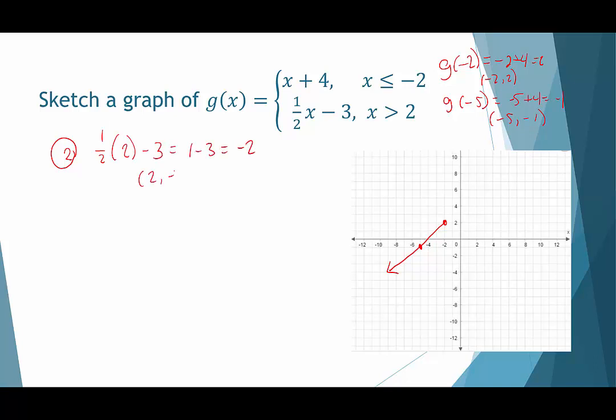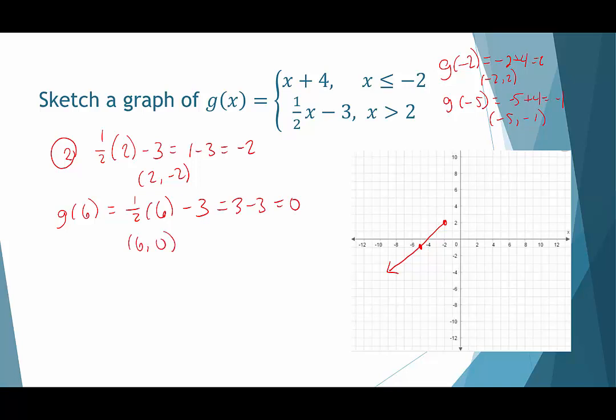So this would be the point 2, -2. And remember, it's an open circle. We need one more point of this piece, and we want to make sure whatever we plug in, we're going to have to take half of. So I would suggest choosing an even number. Let's use 6. G of 6 would be 1/2 times 6 minus 3. Half of 6 is 3, and 3 minus 3 is 0. Oh, we found an intercept. So that would be 6, 0.